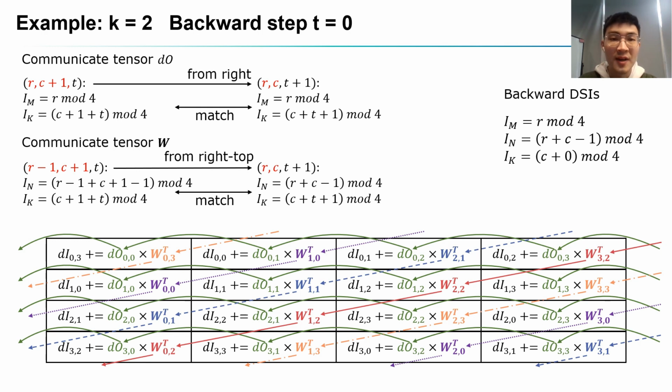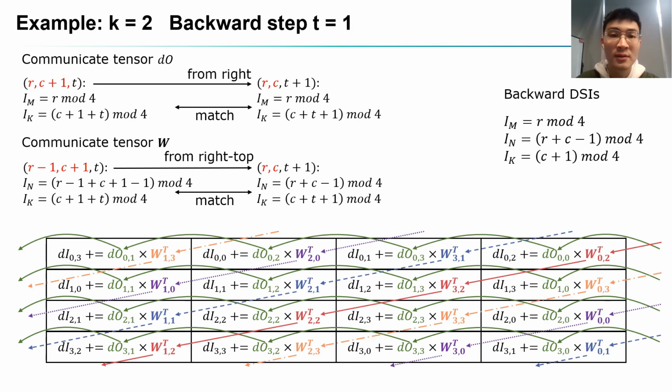For the backward phase, evaluating backward DSIs of tensor W shows that each device should receive W from its right top neighbor. Thus, the communication pattern of W consists of oblique cyclic rings, where different rings are labeled with different colors. One oblique ring may not appear continuous. For example, the right top neighbor of device 02 is device 33. Although the communication directions are different from forward, these communications are also point-to-point and can be overlapped with computation.